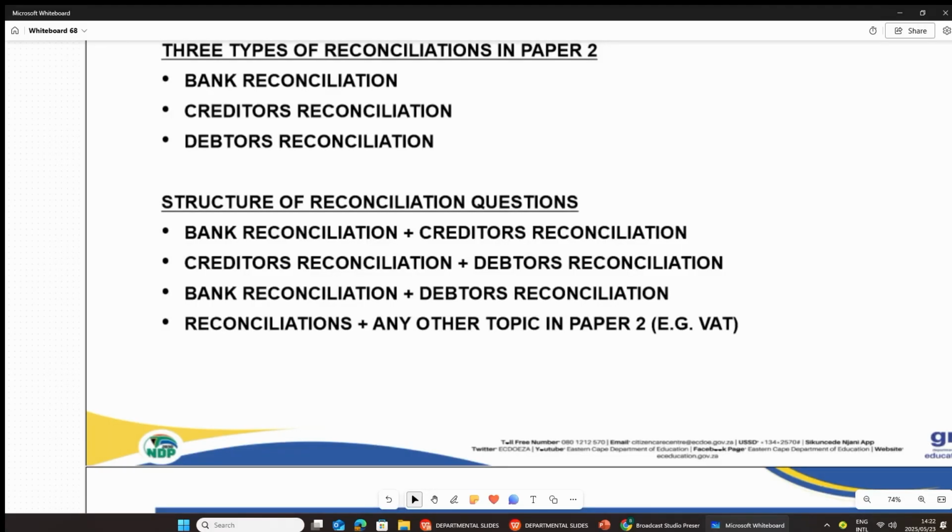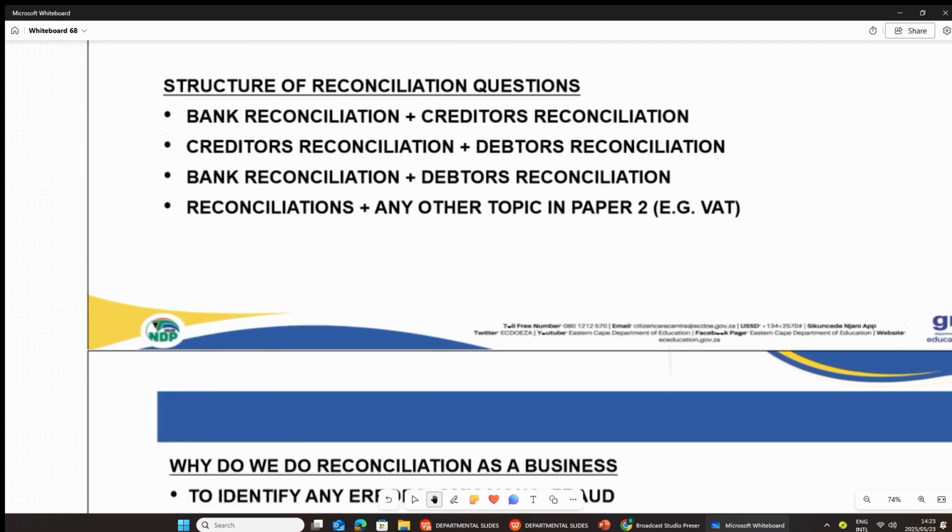Now, when we look at reconciliation in paper 2, there are 3 types of reconciliation. The first is bank reconciliation, the second is creditors reconciliation, and the third is debtors reconciliation. Normally they combine either bank reconciliation with creditors reconciliation, or with debtors reconciliation, or they can ask any of the reconciliations with any other topic, combined as one type of question. For example, they can add VAT together with a reconciliation question.